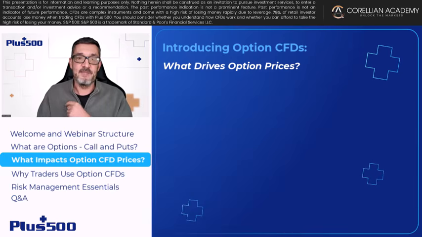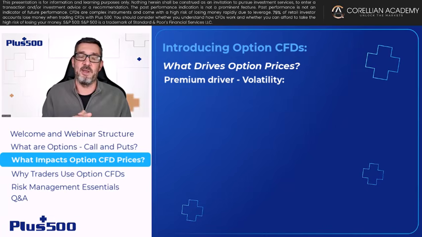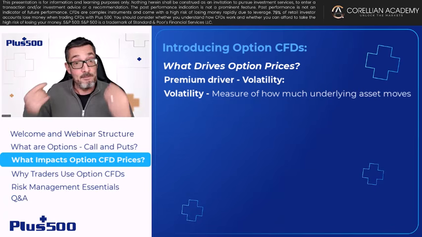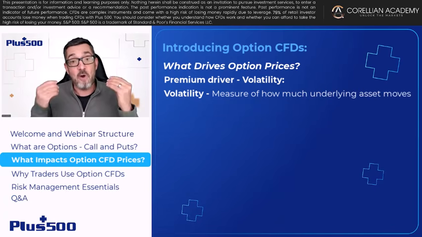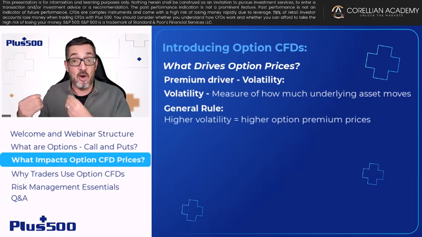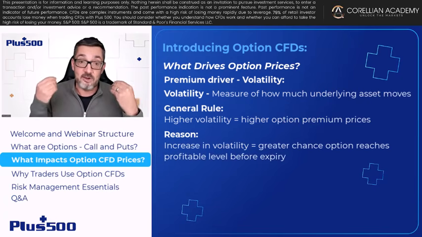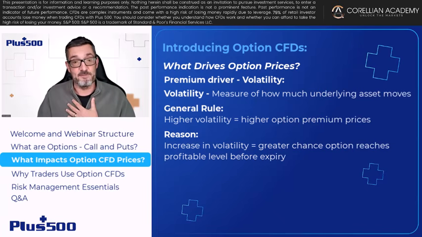Next, volatility. And this is one of the most powerful and misunderstood forces behind option pricing. It measures how much the underlying asset tends to move, and the more it moves, the more valuable options generally become. Why? Because options thrive on movement. As a rule, higher volatility equals higher option premium prices. This is because the market is moving more, meaning there's a greater chance the option reaches a profitable level before expiry. In this environment, both calls and puts can become more expensive.